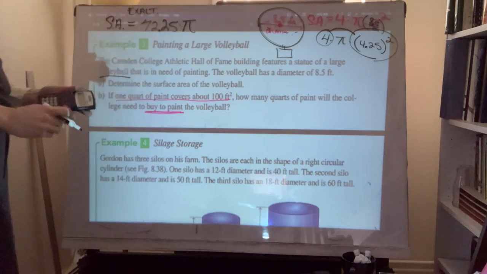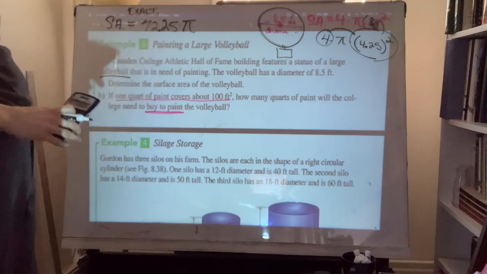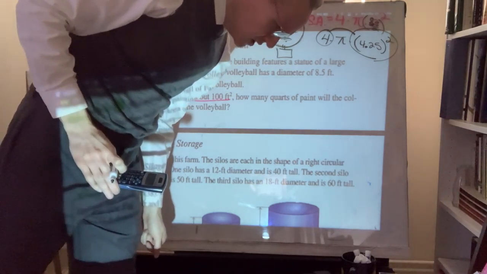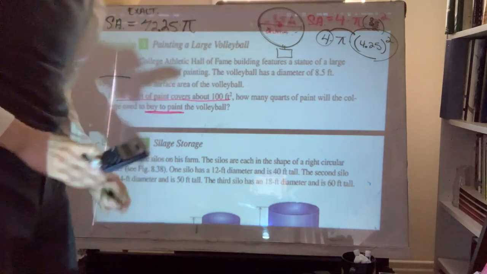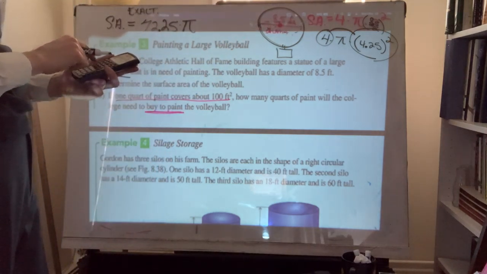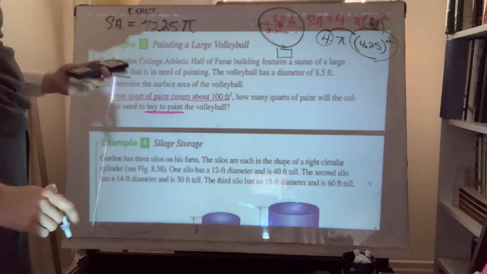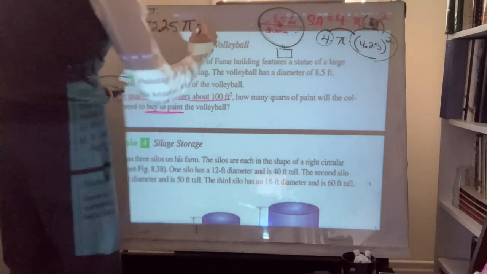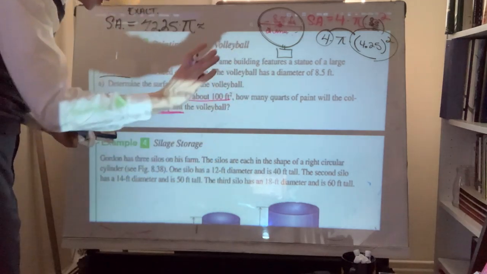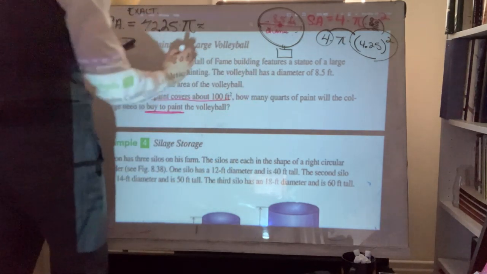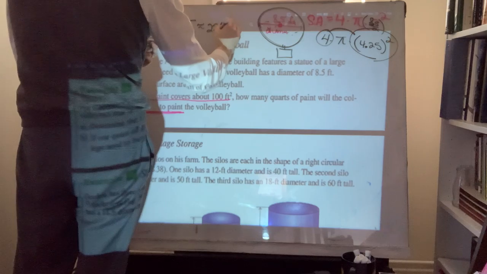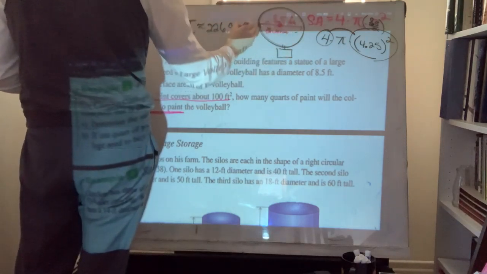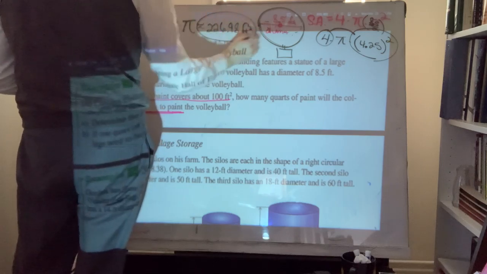All right, now, they don't specify how to round it exactly, but let's see what you get. I'm going to use times my pi button on my calculator. Just to be consistent with the last problems, they had us round to the hundredths place, so this would be about 226.98. The unit was feet, so it's feet squared for the surface area.